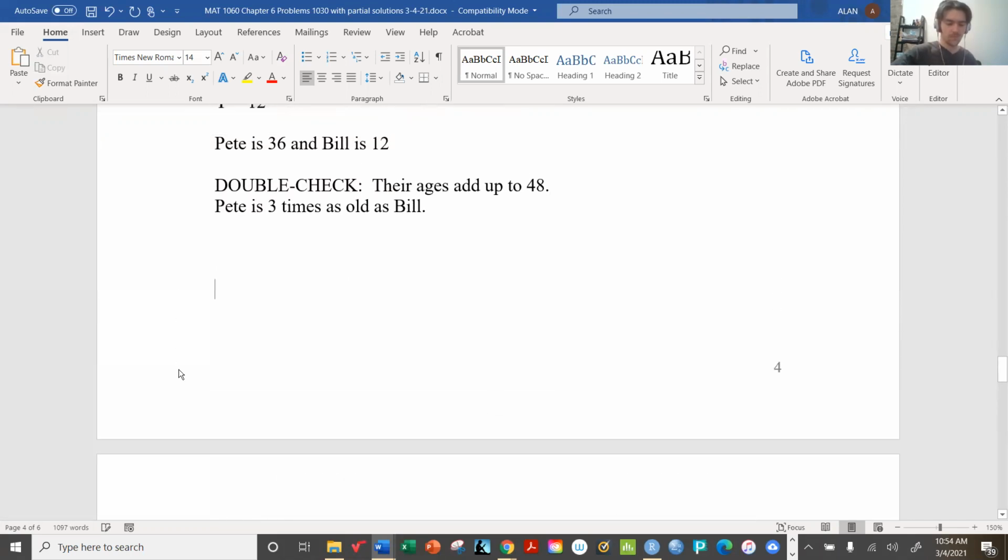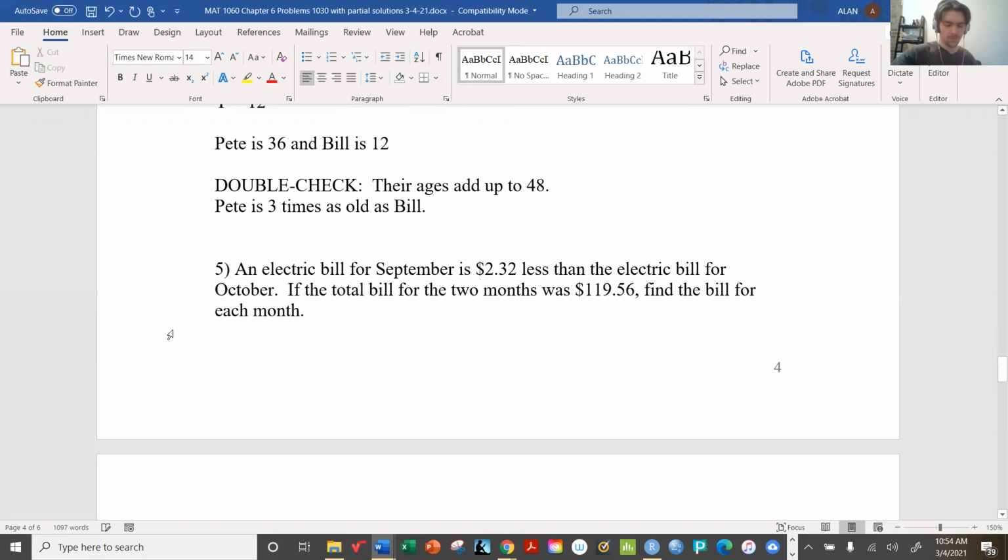Ooh. This one looks very serious. An electric bill. The electric bill for September is $232 less than the electric bill for October, because obviously it's colder in October and you're keeping the heat on longer. If the total bill for the 2 months is $119.56, find the bill for each month.